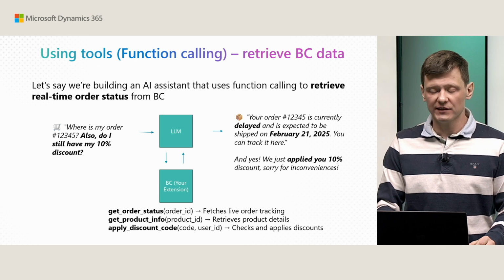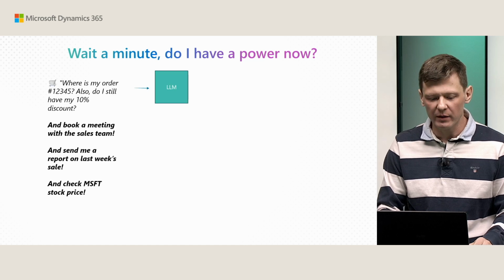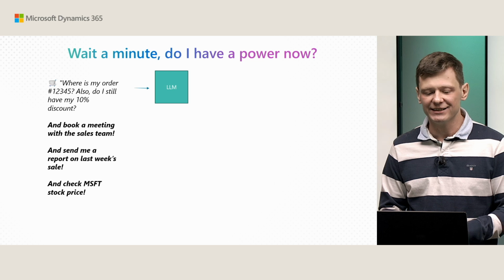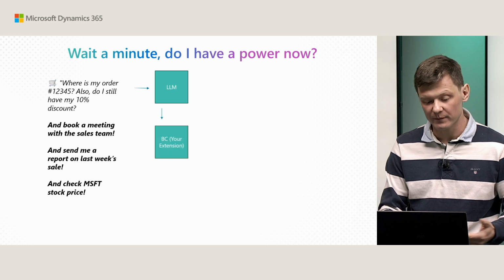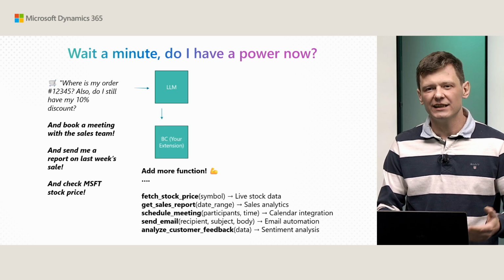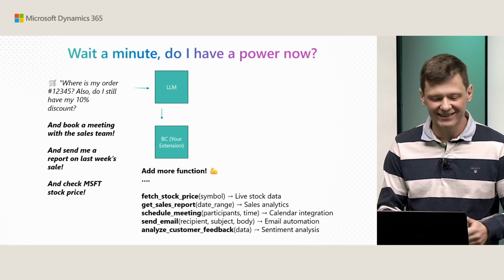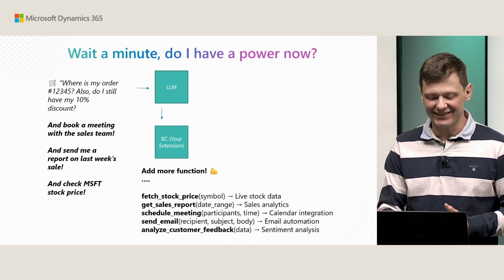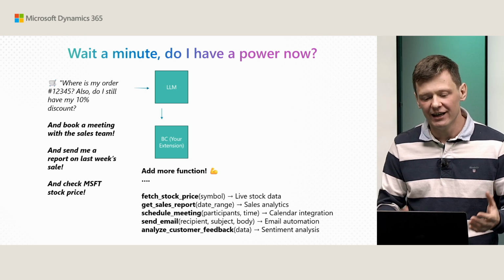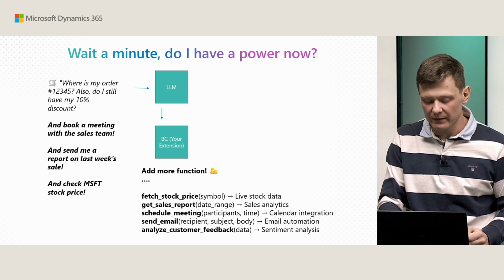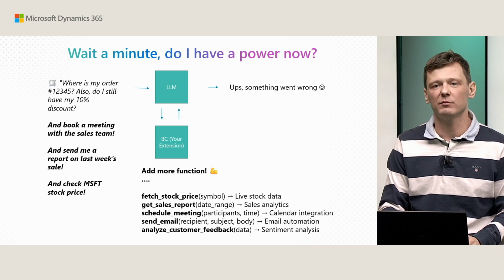Now, what usually happens at this point of time, people say, wait a minute, do you have a power now? So what about if I ask about the order, and I ask for a discount, and I ask to book a meeting, and I ask to check a stock price, and so on, so forth? Couldn't I just go to my extension and add a lot of functions? Functions which can do all things in the world, get reports, schedule meetings, analyze customer sentiment, and basically define as many action tools which describe my extension, and then just ask the LLM to deal with all of that. And the truth is, at this point of time, what will happen is that it'll basically stop working.